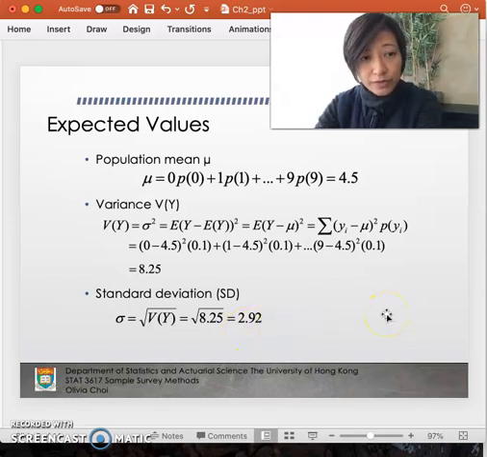So throughout the course, we talk about the population true value. So mu would be used in the notation to represent the true value of the population mean. Sigma squared would be the true value of the variance for the population. Sigma would be the true value of the standard deviation of the population. Okay?